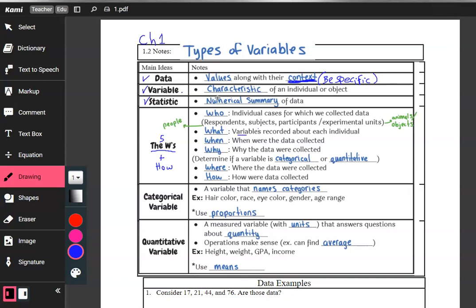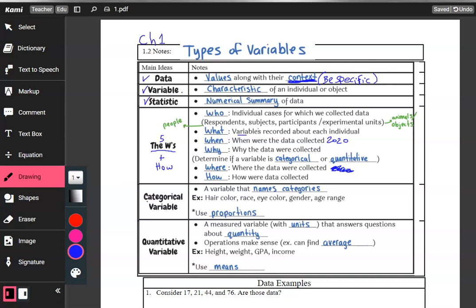Where was the data collected? So maybe they say a date, like the data was collected in 2020 or last school year. Actually, that's for the when. For the when, that would be a date. And for the where, what location? Where was the data collected? And how was the data collected?